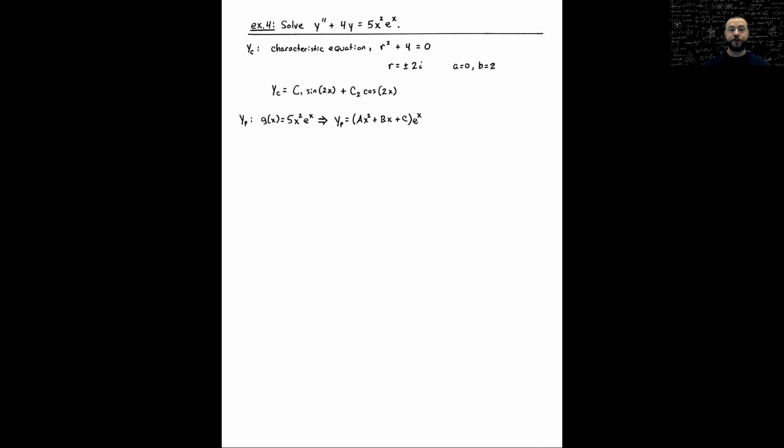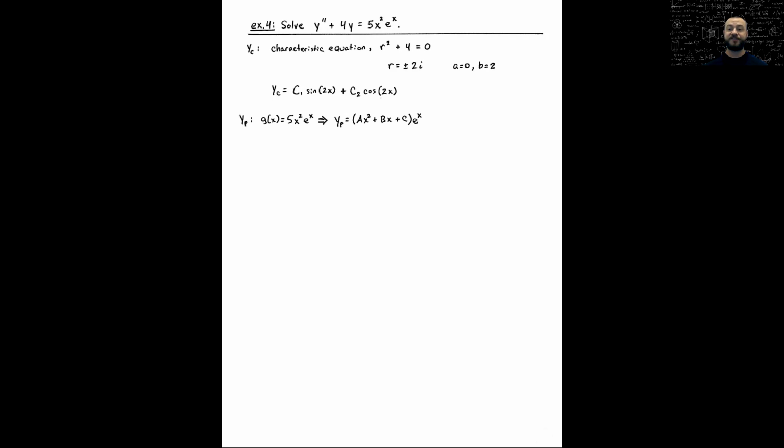If we look at the non-zero right-hand side, g of x is 5x squared times e to the x. That's a degree 2 polynomial times an exponential. So we try a particular solution as a general degree 2 polynomial, ax squared plus bx plus c, but times e to the x. All right, I think that part is straightforward for students.